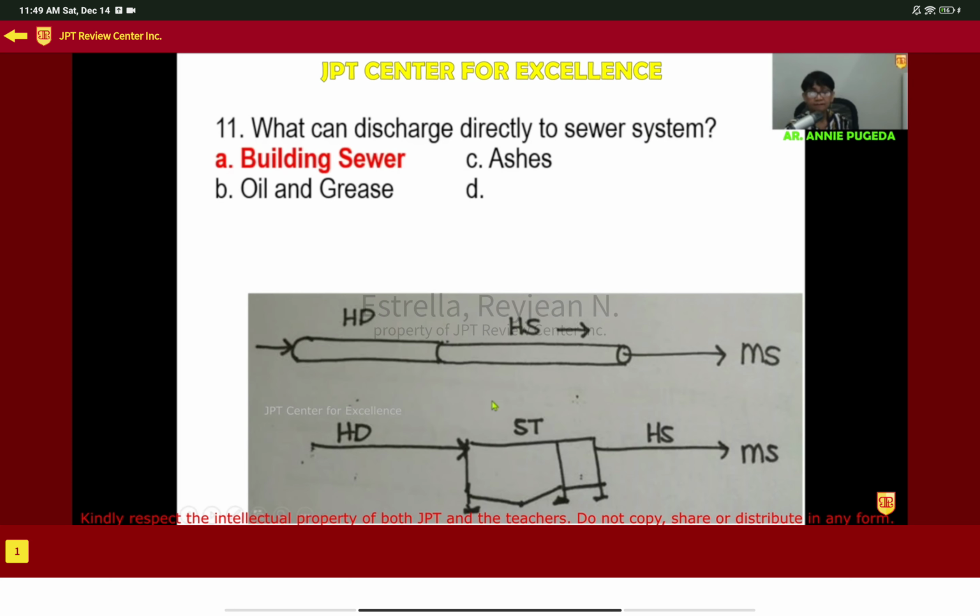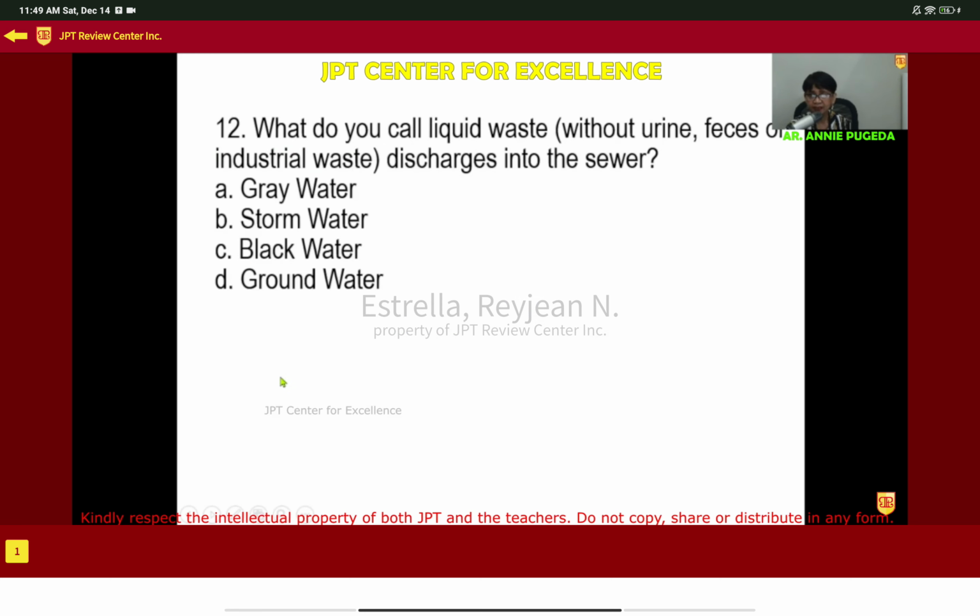So, syempre, look at this illustration. House drain muna, siya tagatanggap ng mga waste from the fixture branch. Pupunta yan sa house sewer. Si house sewer ang pupunta kay main sewer, nasa labas na ng ating property or bahay. Kung meron naman tayong septic tank, yung house drain pupunta muna sa septic tank sa digestive chamber, pupunta sa leaching, lalabas ng house sewer, at madidispose sa main sewer. So, building sewer, aka house sewer, disposes to the main system or to the sewer system. Clear? Intindihin lang po yung mga ganyan.